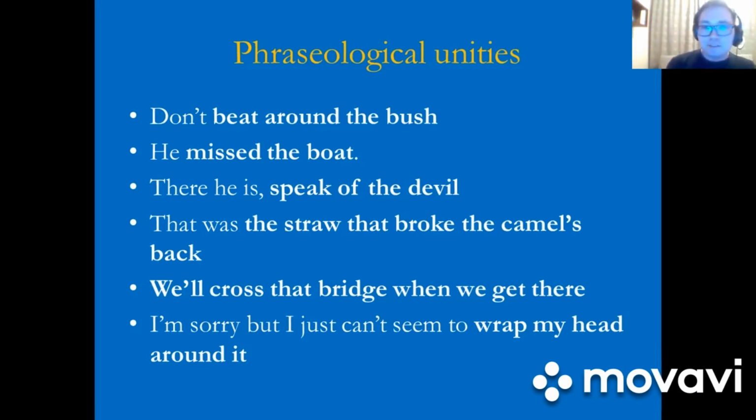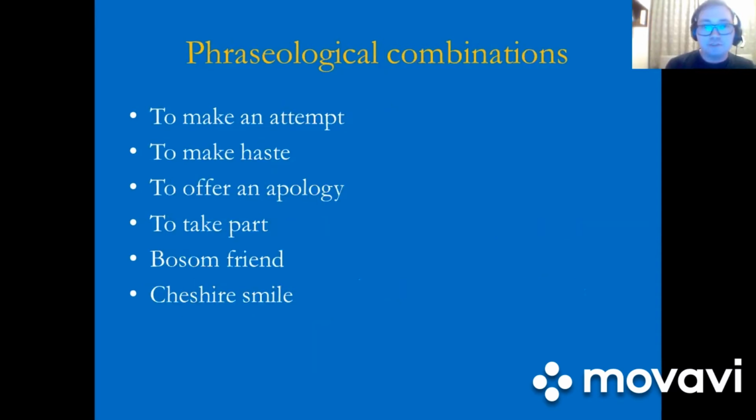And the last phraseological units that we have here, phraseological combinations. So what do they represent? Let's remember. Phraseological combinations are word set expressions that have both phraseological meanings as well as the meanings of inner components. So both meanings are realized in the text. So let's look at them. To make an attempt, to make haste, to offer an apology, to take part, bosom friend. So let's look at some of them.